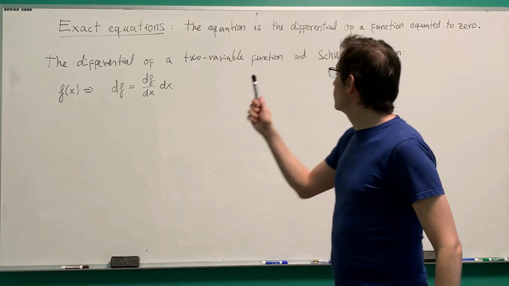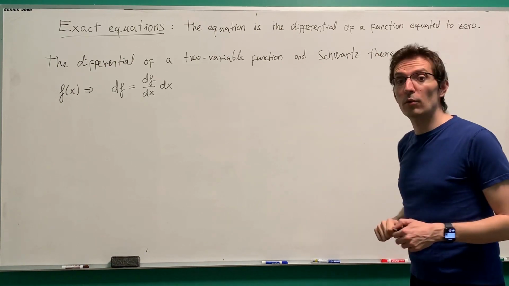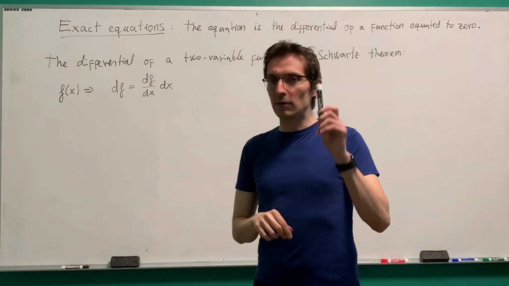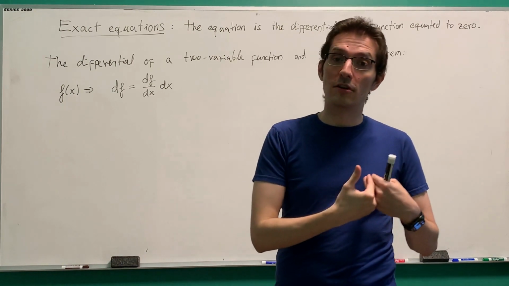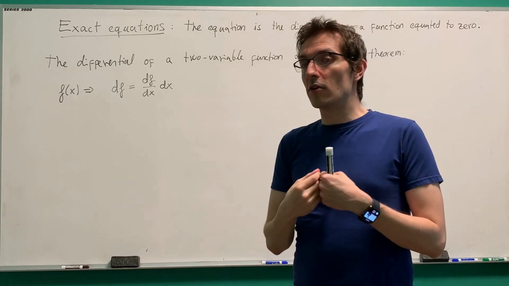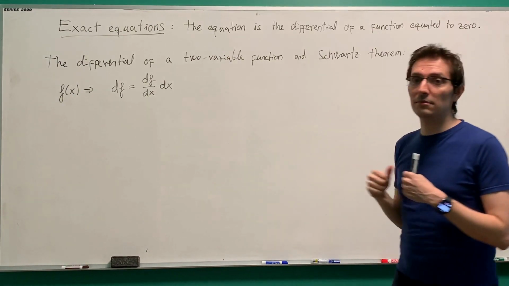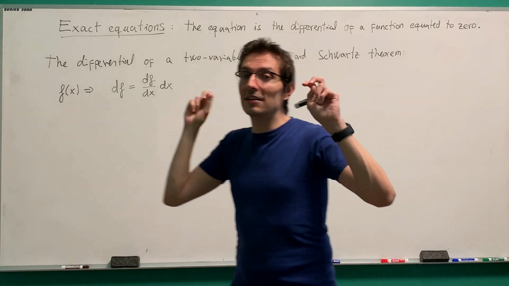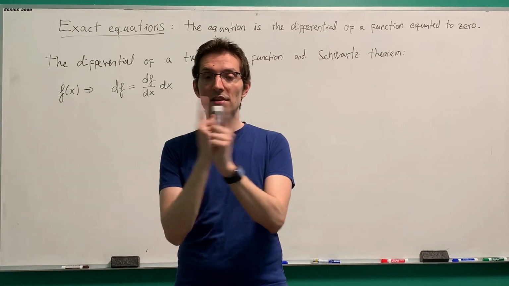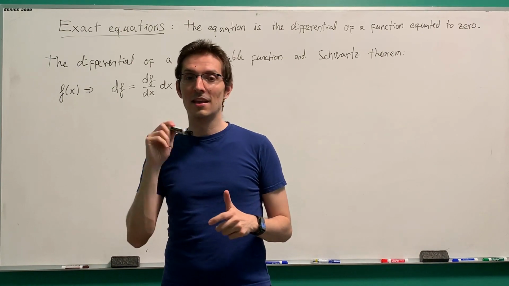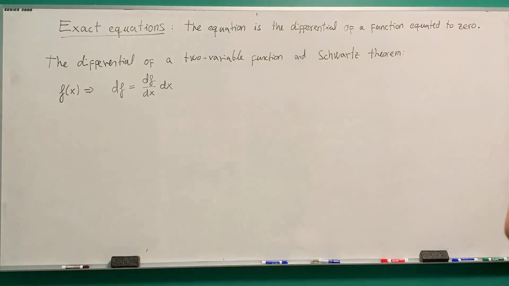And exact equations, what I wrote here, is when the equation is actually the differential of a function equated to 0. So to understand what that phrase means, first we need to recall what is the differential of a function. And when we recall what the differential of a function is, then we will talk about something called Schwarz theorem, which is related with that little thing that I mentioned in the classification of differential equations of the cross-partial derivatives coinciding. All right, so let's get to it.